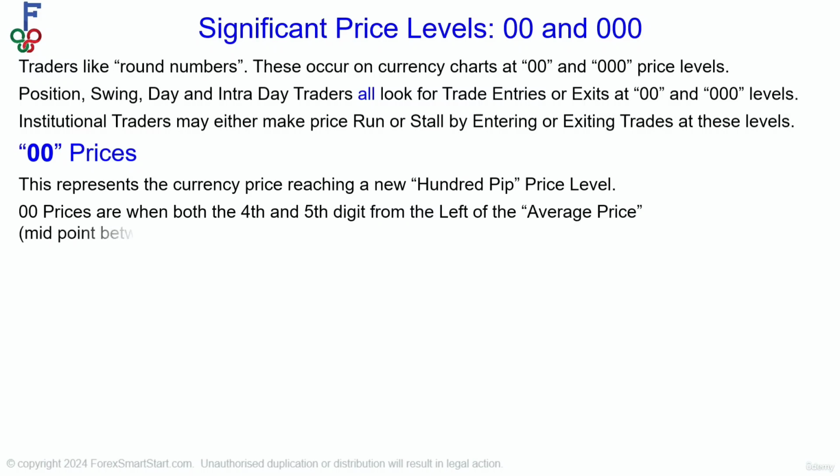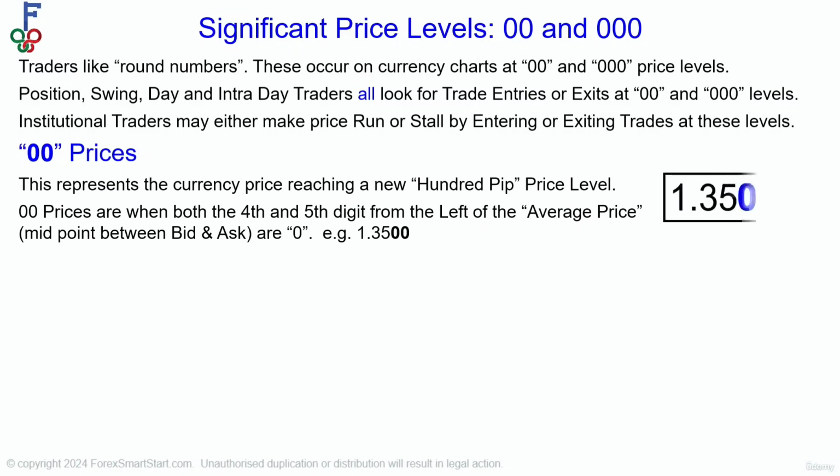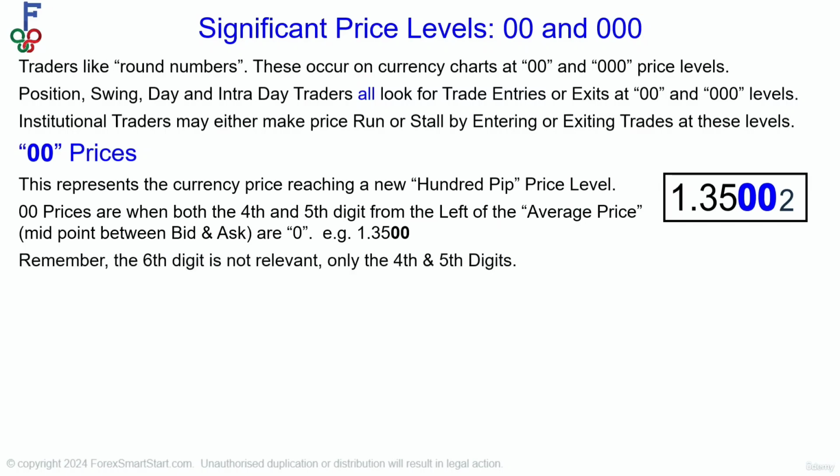Double zero prices are when both the fourth and fifth digit from the left of the average price, the midpoint between the bid and ask price, are zero. So for example, 1.3500. On the chart, it would look like 1.3500 followed by a tenth or tenths of pips. Remember that the sixth digit is not relevant in the double zero, only the fourth and fifth digits. The sixth digit can be a 0 through to 9 and it would still be considered a double zero.